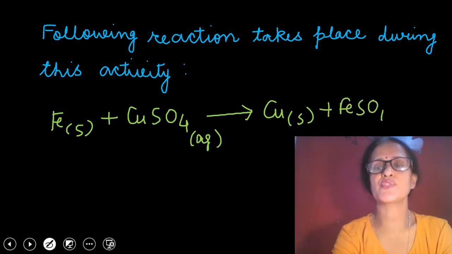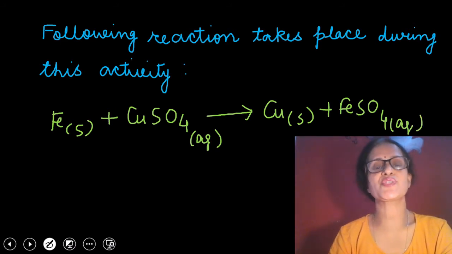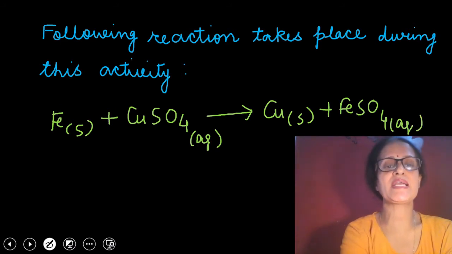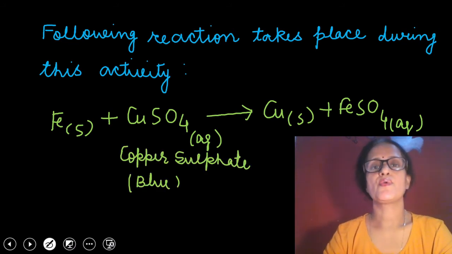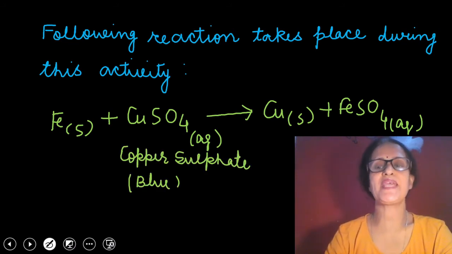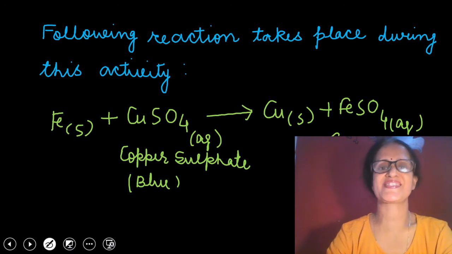plus FeSO4(aq). The color of copper sulfate solution, as you know, is blue. It fades away and changes to pale green due to the formation of ferrous sulfate. And you will find the deposition of reddish brown colored copper on the iron nails.